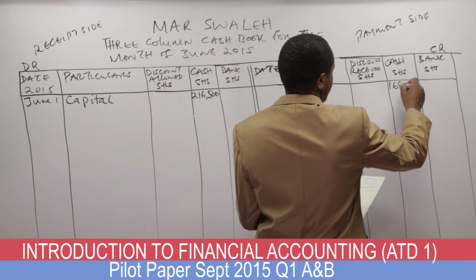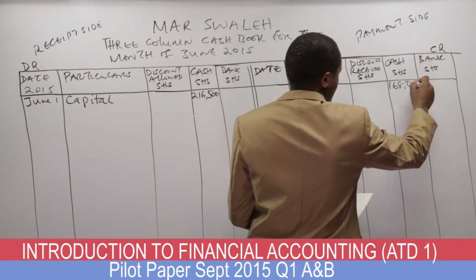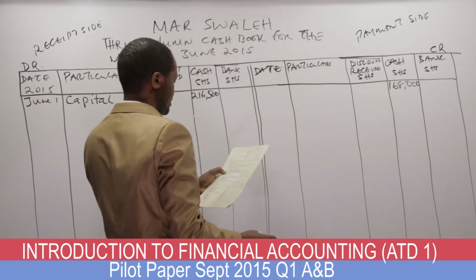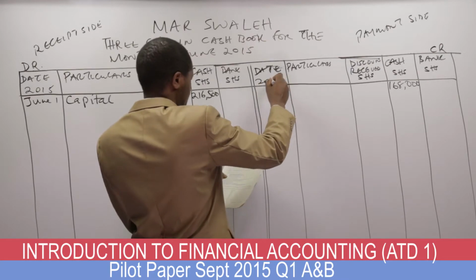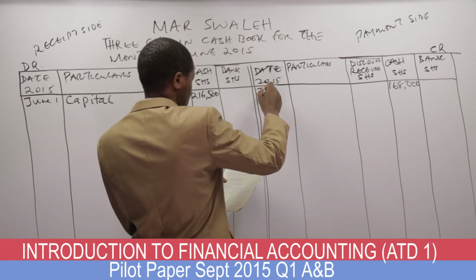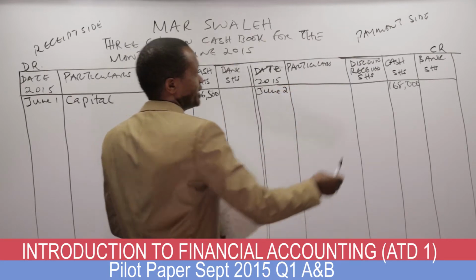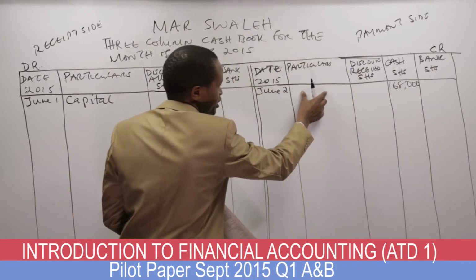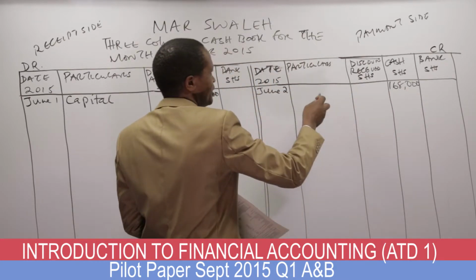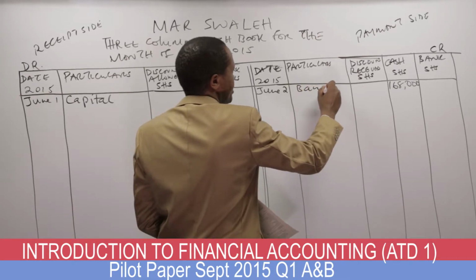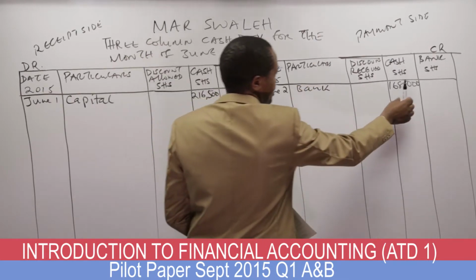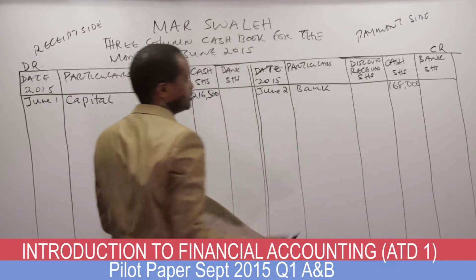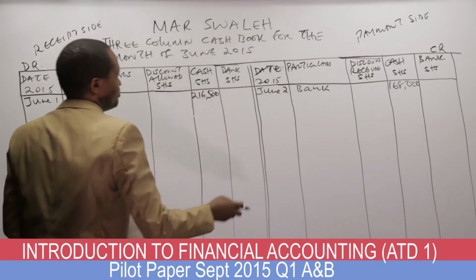So you record here 168,000. It has been taken from the cash. The date is June 2nd. Where is the money going to? You write it under particulars. The money is being taken to the bank, so we write here bank. Cash has been credited. So money has been taken from the business cash account to the bank account, and 168,000 is supposed to be reflected in the bank account here.